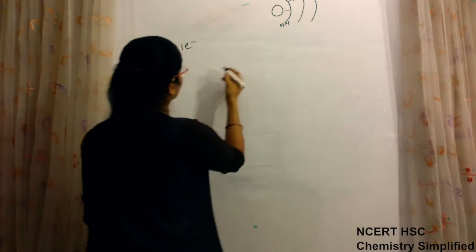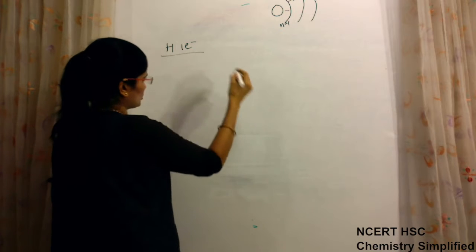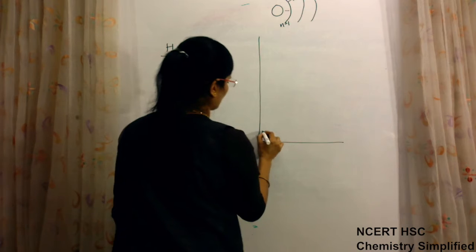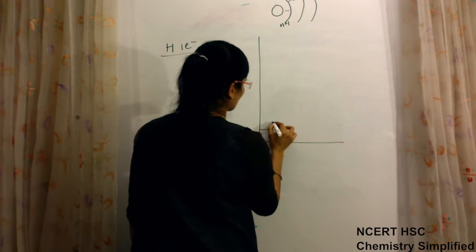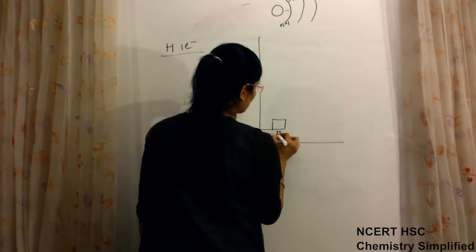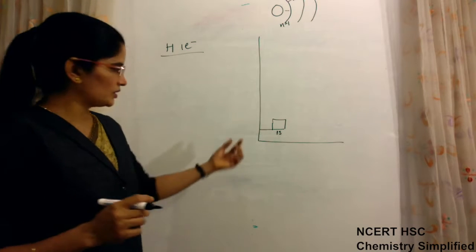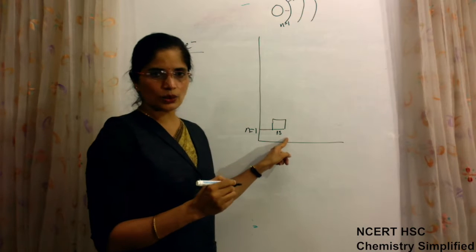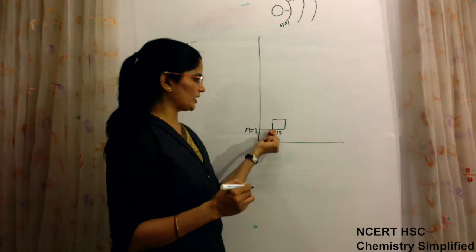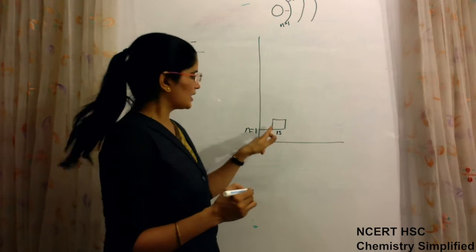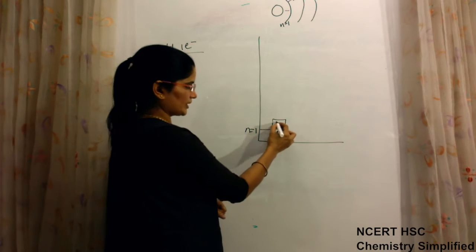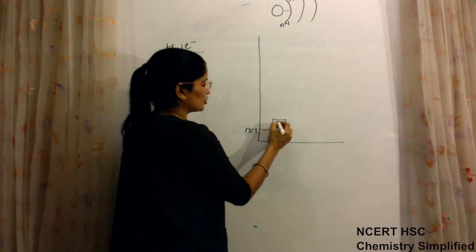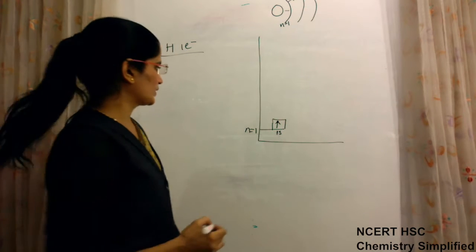Now in hydrogen, one electron is there, so we will make the energy levels like this. This is n equals 1, so this is 1s. That means this is the first shell having one subshell, that is s, having one orbital in which 2 electrons can be placed. But because hydrogen has only one, the 1 electron of hydrogen will come here.